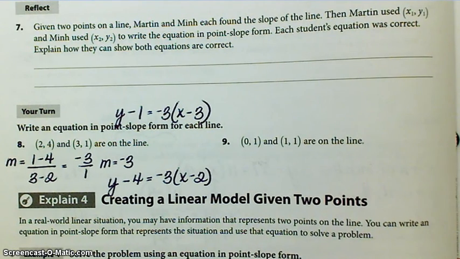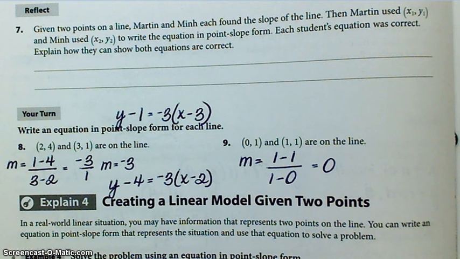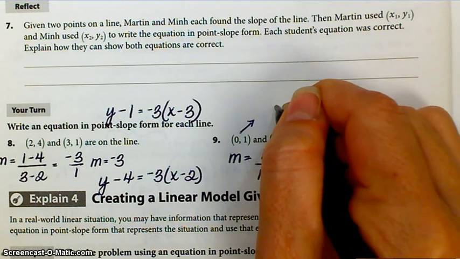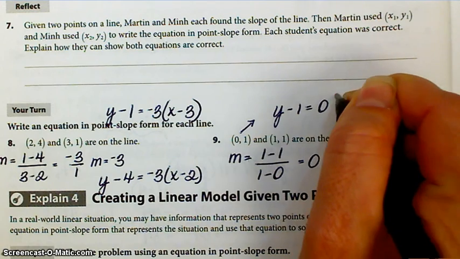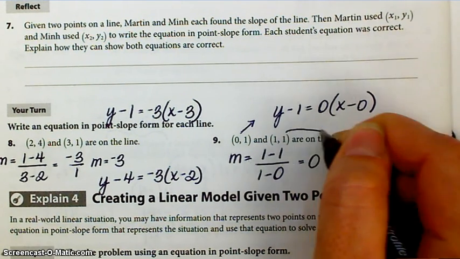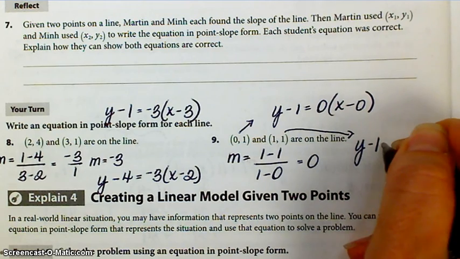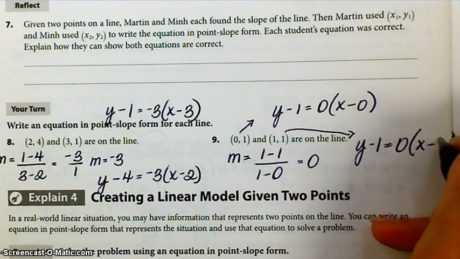All right, do 9. So far you should have gotten that the slope is 0. And then if I use this point, it's going to be y minus y1 equals m times x minus x1. If I use this other point, it's going to be y minus y1 equals m times x minus x1.